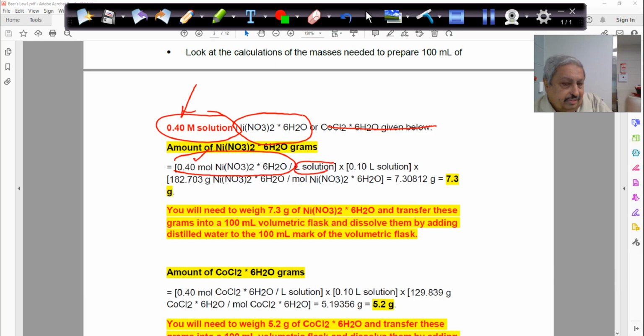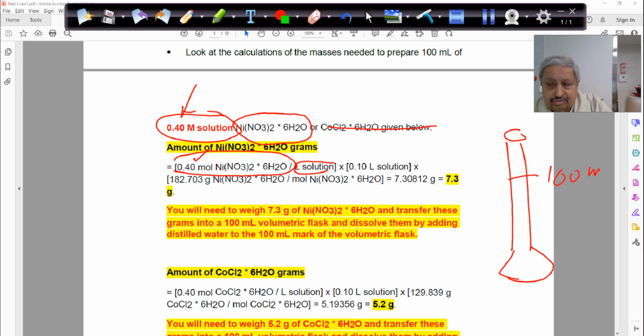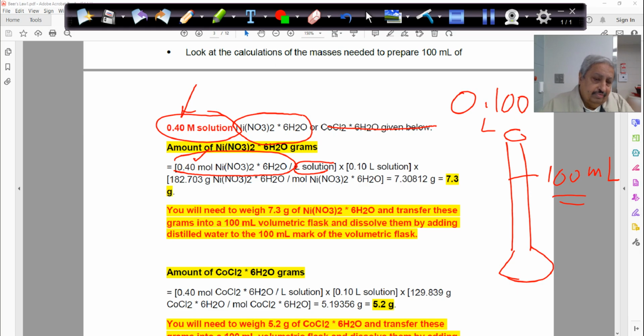Mole per liter, that's the molarity here. Now, I need to get how many grams in 100 ml. We have to prepare everything in 100 ml, correct? This is a 100 ml volumetric flask. You have to use your 100 milliliter volumetric flask. This 100 ml is 0.1 liter, correct? Or if you want sig figs, that's 0.100 liter, correct? So now I have this one here, mole per liter. So I multiply this one by 0.1 liter, correct?